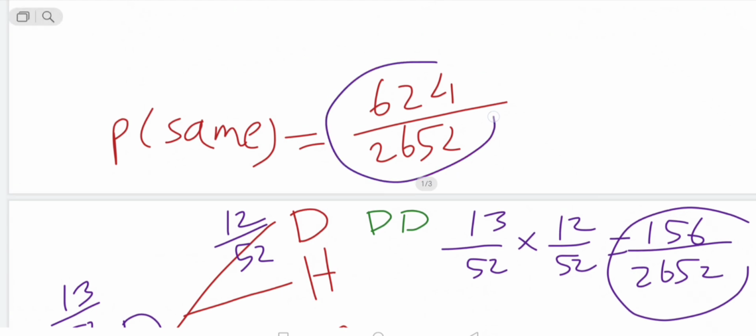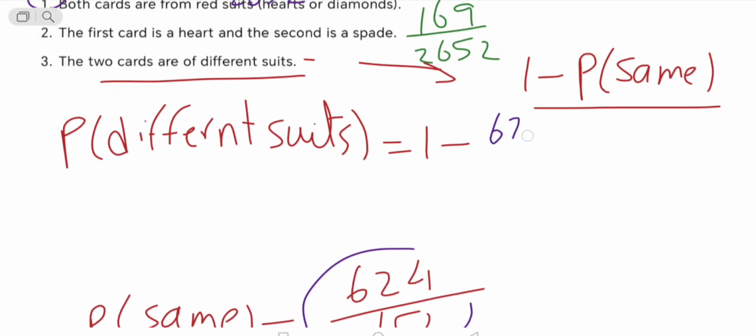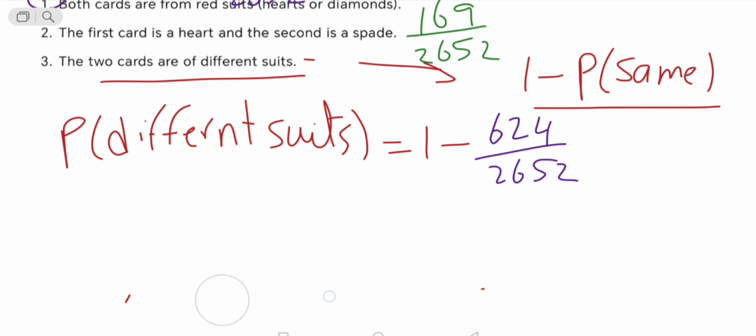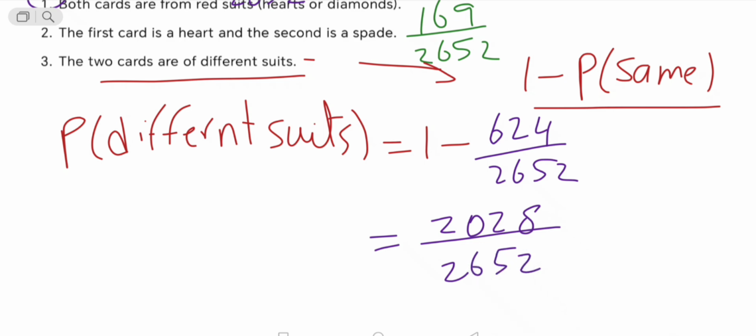We got here 624 over 2652. So we will subtract from 1 minus this one, using the calculator directly, which is equal to 2028 over 2652. So this is the probability of different suits. I hope it is clear. If you have any question about this, you didn't understand any step, you can ask me in the comment.